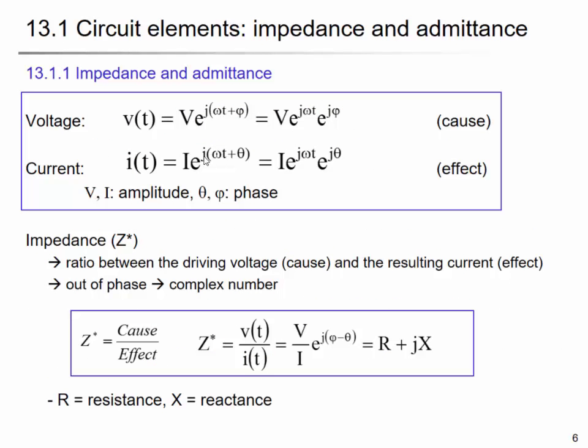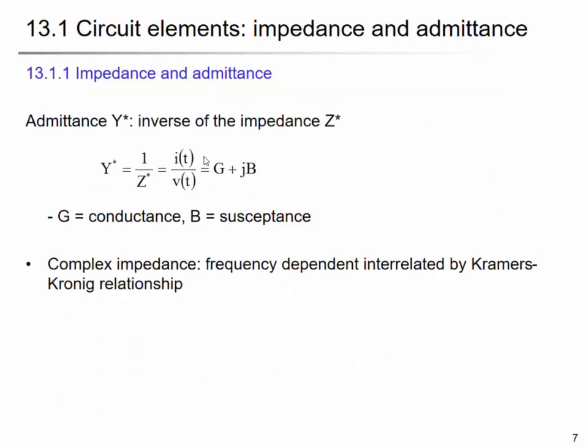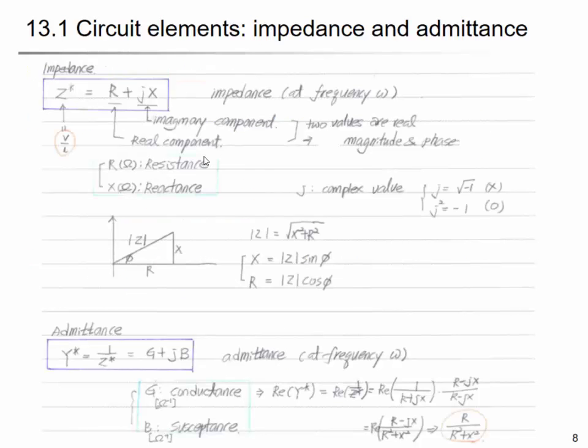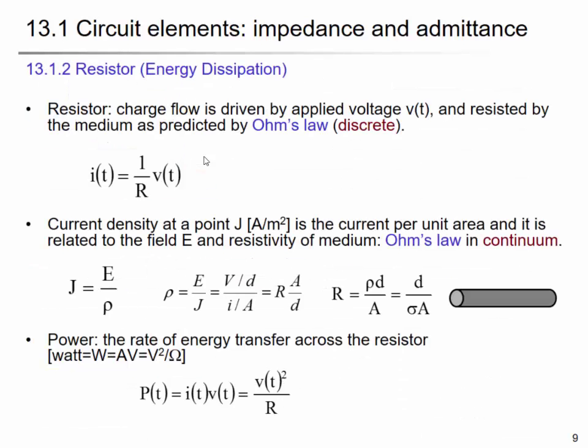So we've seen the voltage and current in Euler form, and we can calculate the impedance by dividing the voltage by the current. Admittance is the inverse of the impedance. The resistor, we covered it, right? The flow of charge, and it dissipates energy, and it doesn't cause a phase shift.